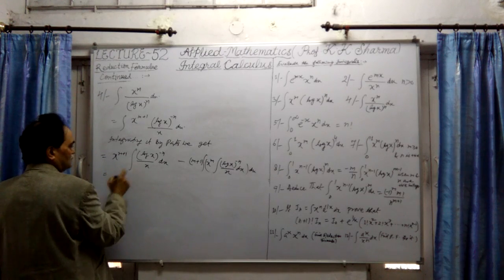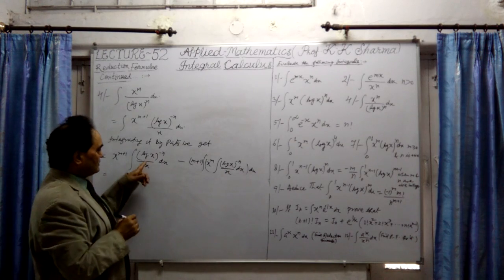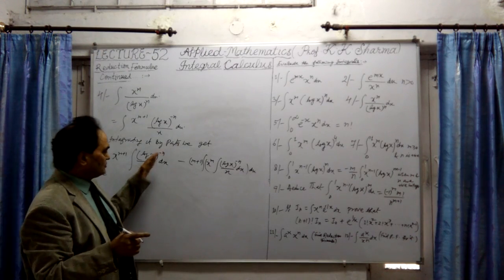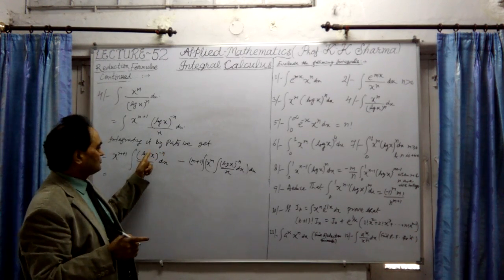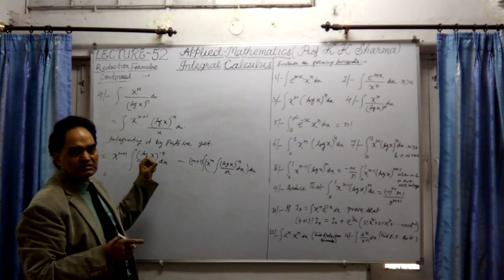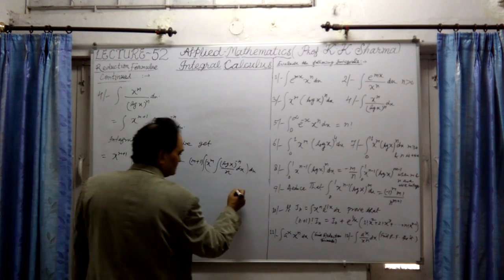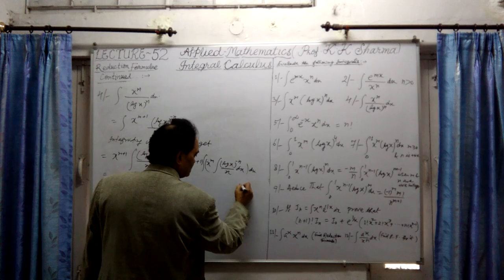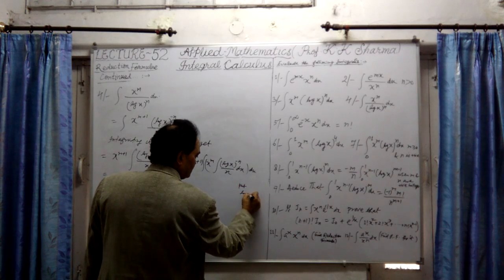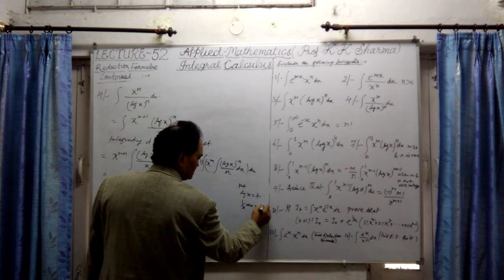Now let me put the integration value of this. If I take log x as t and 1 upon x dx is dt, then we have t raised to the power minus n into dt. The integration is t raised to the power minus n plus 1 upon minus n plus 1. Directly I am writing here: put log of x equal to t, so 1 upon x dx equals dt.